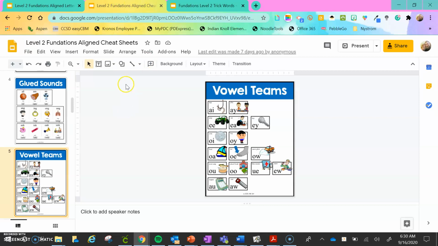All right, we're also going to go over our first three rows of vowel teams. AI, bait, A. AY, play, A. EE, jeep, E. EA, eat, E. EY, key, E. OI, coin, oi. OY, boy, oi. We're going to do those one more time.